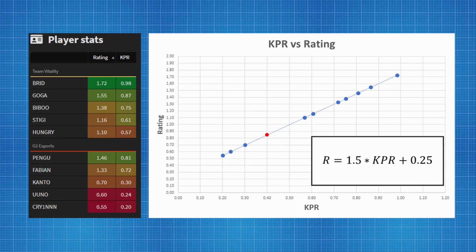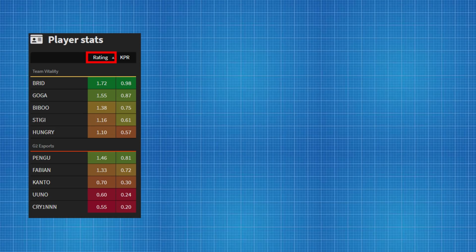Now we know which KPR leads to which rating. You need to take your KPR, multiply by 1.5, and then add 0.25. For a KPR of 0.4, for example, we set KPR equal to 0.4, evaluate, and we get a rating of 0.85.